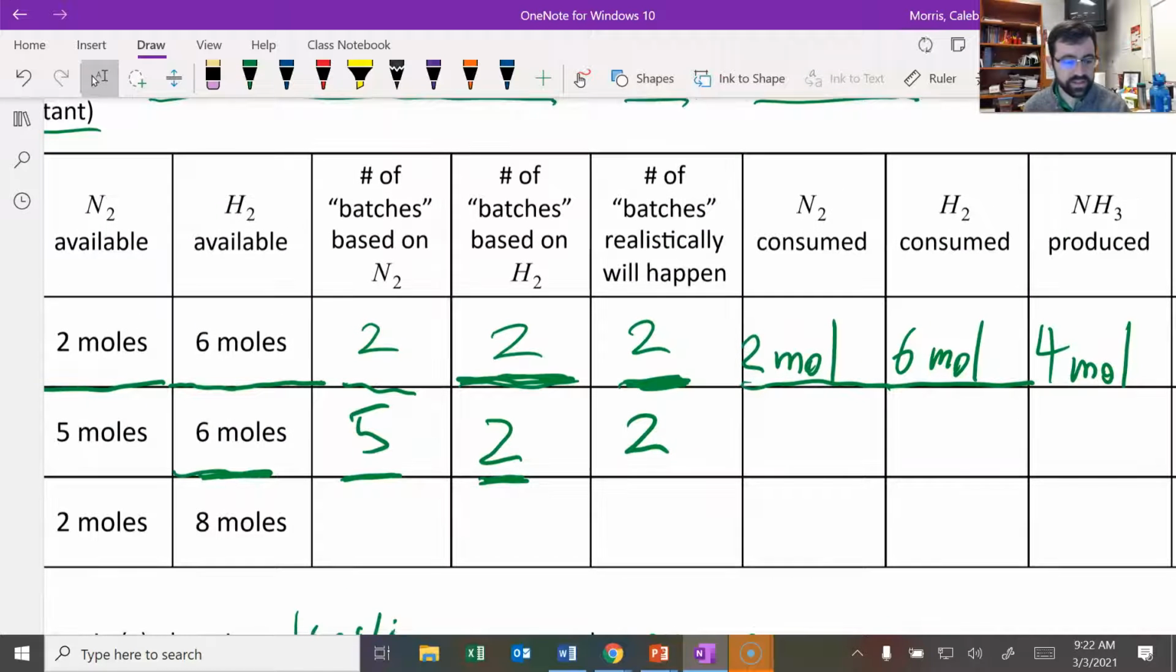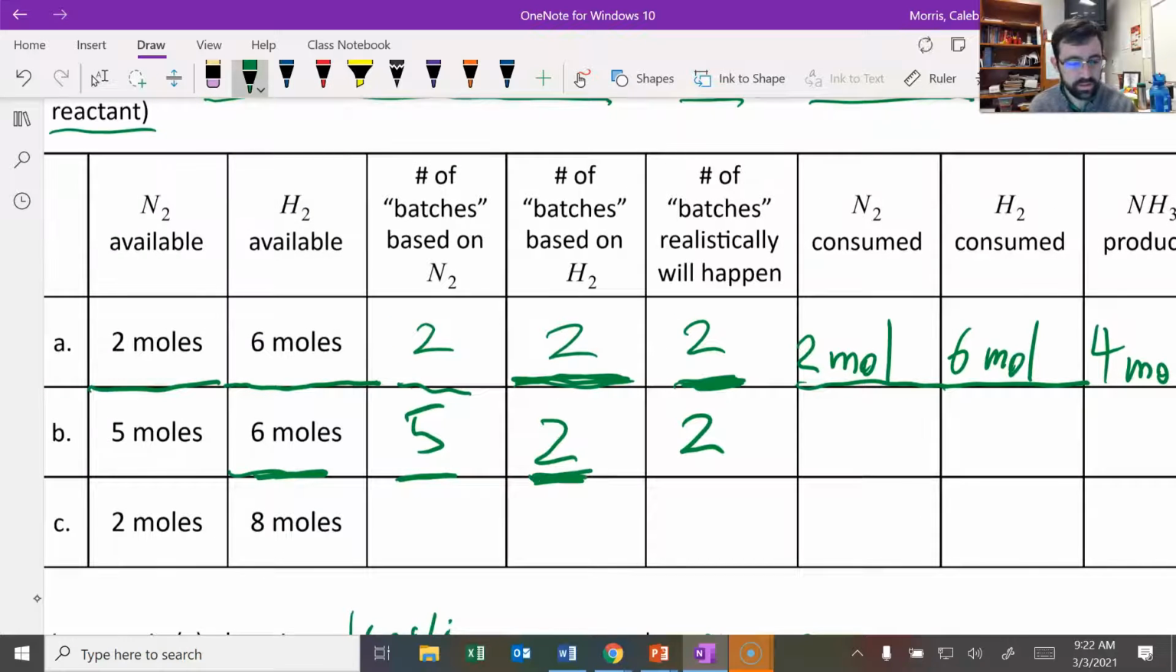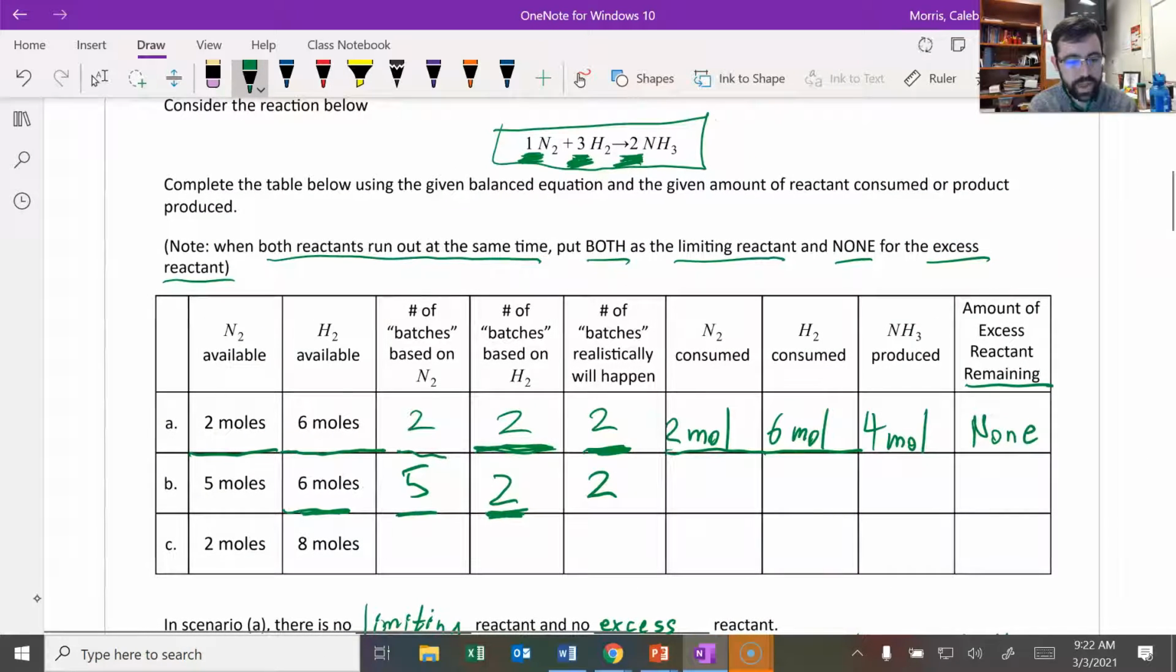The nitrogen that is consumed. Well, if I can only make 2 batches of this recipe, that would be 2 moles of nitrogen. Okay. 2 batches of hydrogen, 2 times 3 is 6, that would be 6 moles of hydrogen. Okay, the amount of NH3 produced, well, it's 2 batches. 2 times 2 gives us 4 moles of NH3.